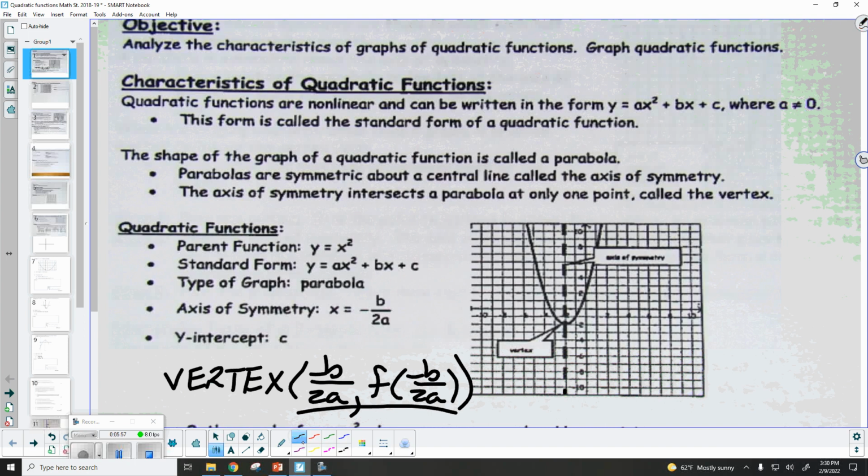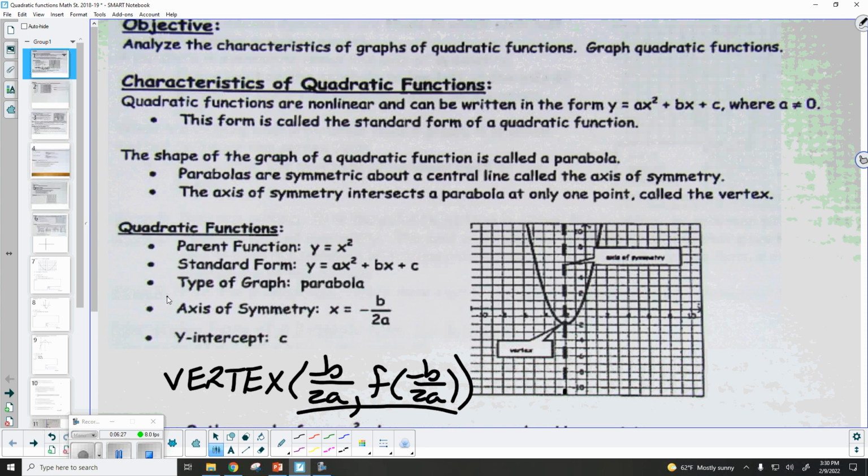All right. So, quadratic equations. Quadratic functions are nonlinear and can be written in the form y equals ax squared plus bx plus c, where a is not equal to 0. It's called the standard form of the quadratic function. I'm sure you're maybe familiar, so we're just using this as a review. Parabolas are symmetric and they have a central line, the axis of symmetry, which intersects at only one point, the vertex.